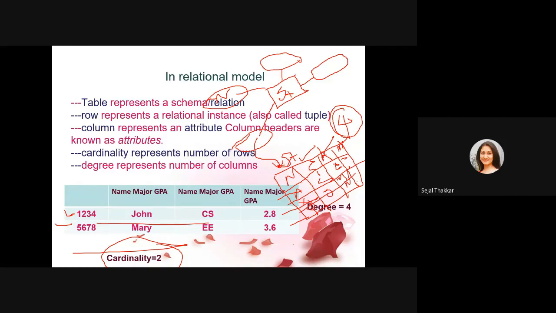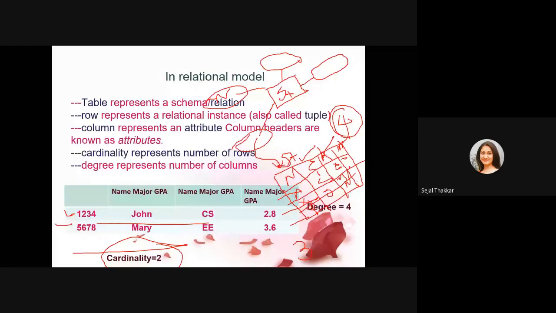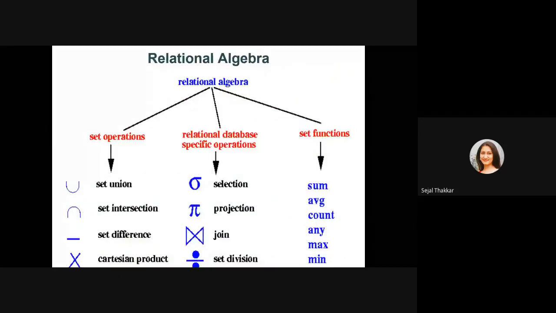So whatever number of rows you have entered, those rows become the cardinality, and whatever columns we have entered, those columns become the degree. In this table also there are 4 columns, so we can say degree is equal to 4. Now we will see relational algebra.